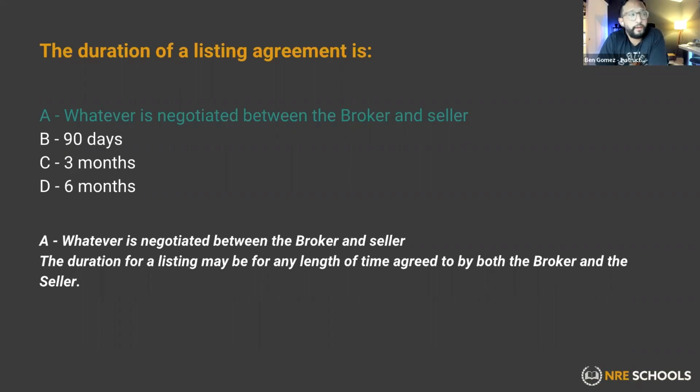But a listing agreement can be whatever's negotiated between the broker, the agent, and the seller. That's the key part. It can be for any duration as long as it's agreed upon by both parties. There's a beginning and there's an end date.